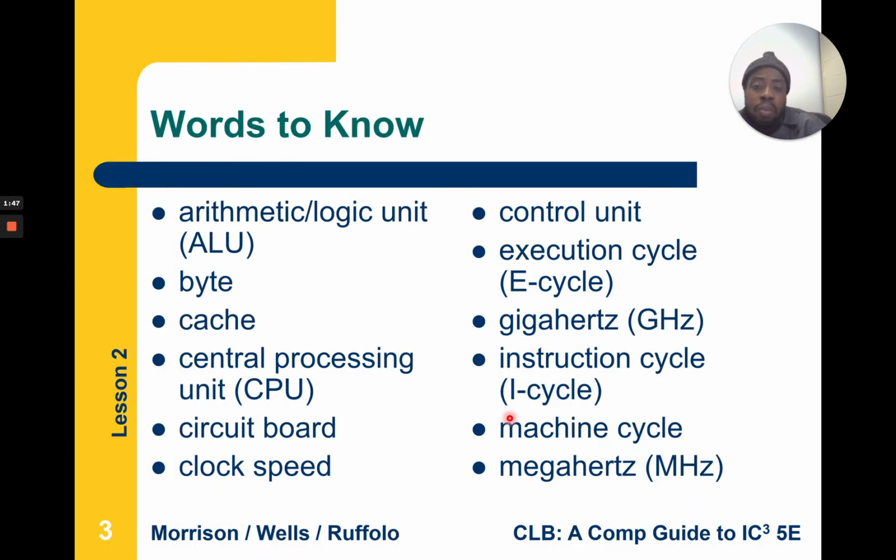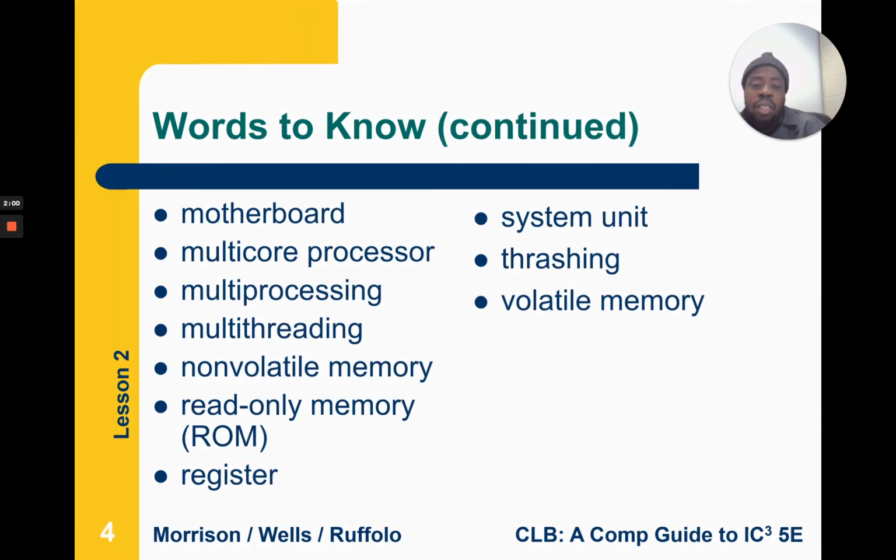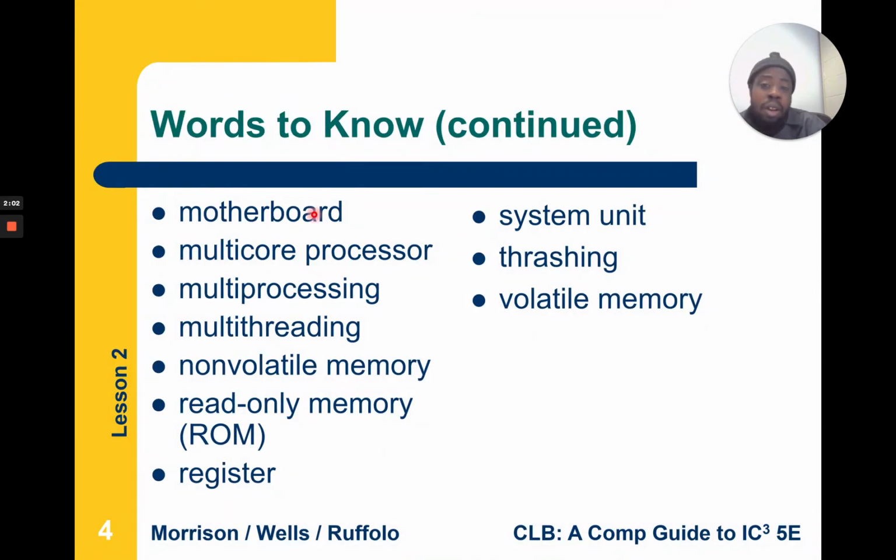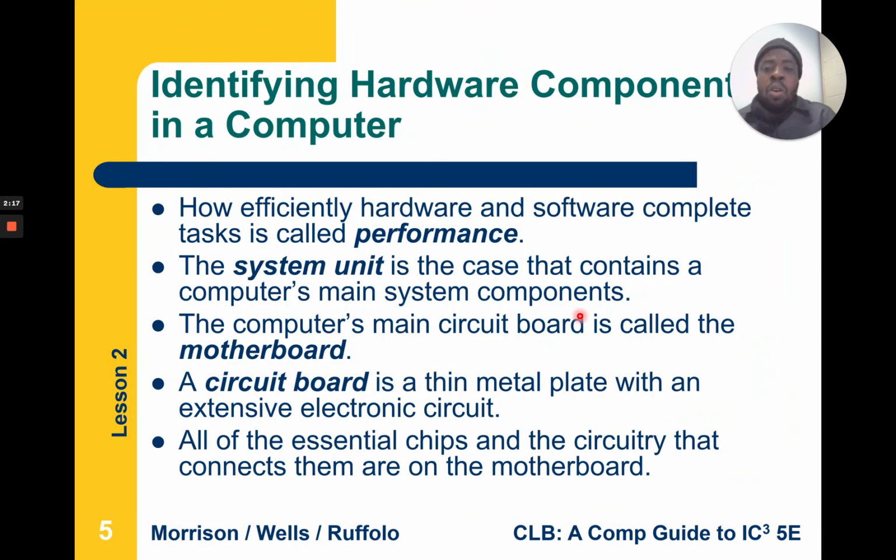We will look at arithmetic logic unit, byte, cache, central processing unit, circuit board, clock speed, control units, execution cycle, gigahertz. What all these things mean is what we're looking at. And more: motherboard, multi-core processor, multi-processing, multi-threading, non-volatile memory, read-only memory, registers, system unit, thrashing, volatile memory. What does each of them mean?